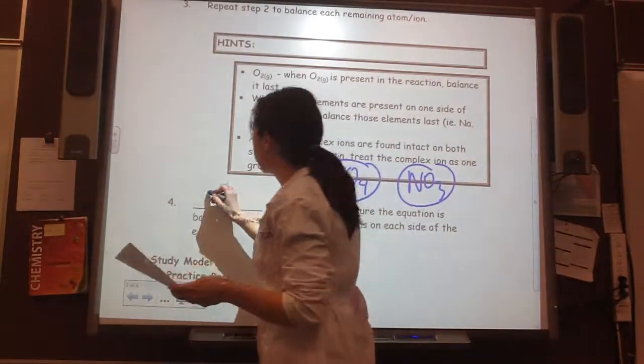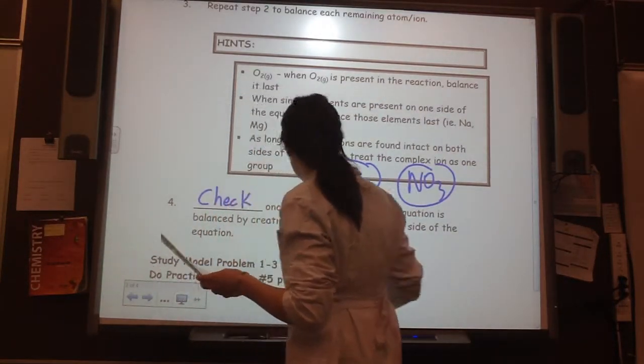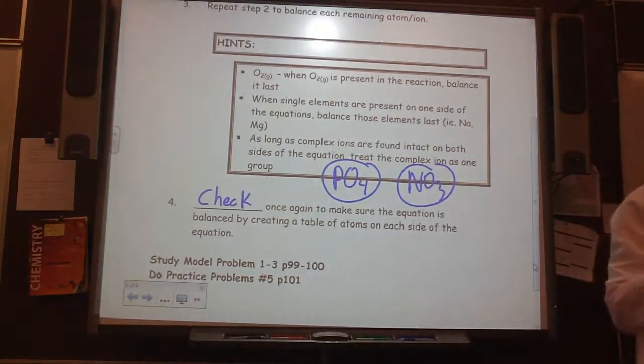And then at the end, check once again to make sure that the equation is balanced by creating a table of atoms on each side, just like I had shown you. Now, I have those questions as practice problems, but they are actually going to be too hard for you to do today. So we'll do a 1-minute stretch break, and then I'm going to go into the next lesson, but you don't have to do those, okay? The next lesson I'm going to take you through in baby steps, okay?